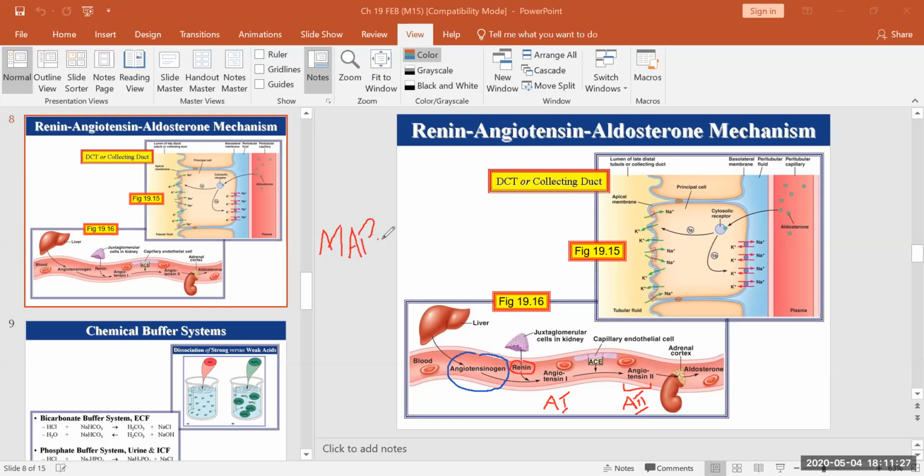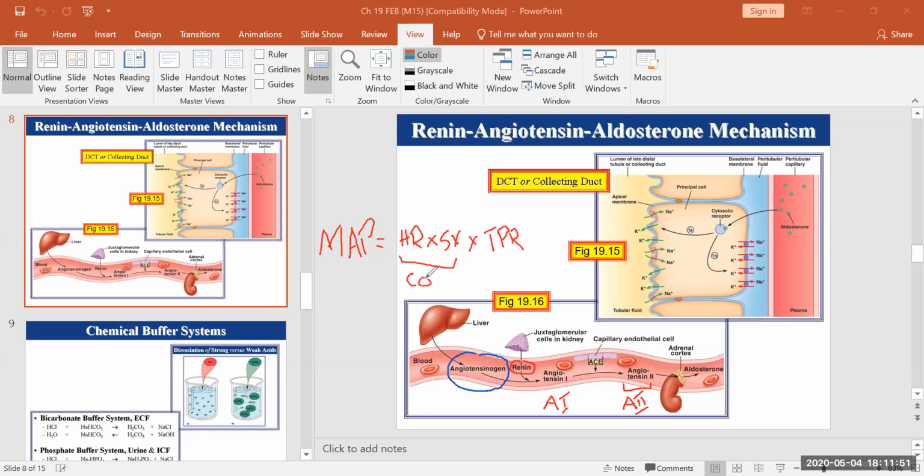MAP equals the heart rate times the stroke volume times TPR, total peripheral resistance. The heart rate times stroke volume here is cardiac output.